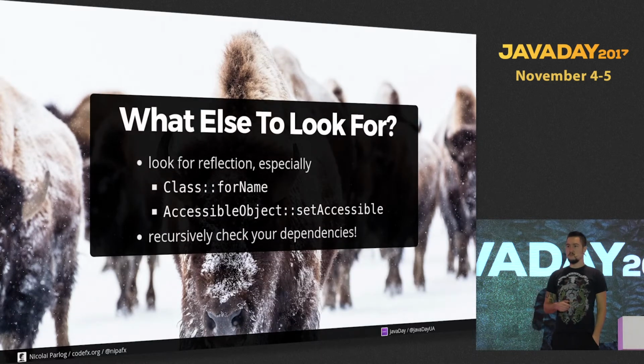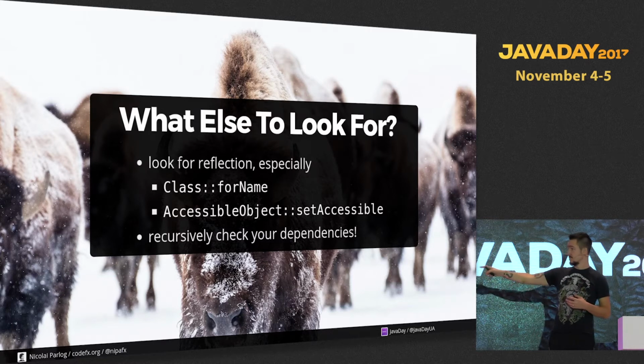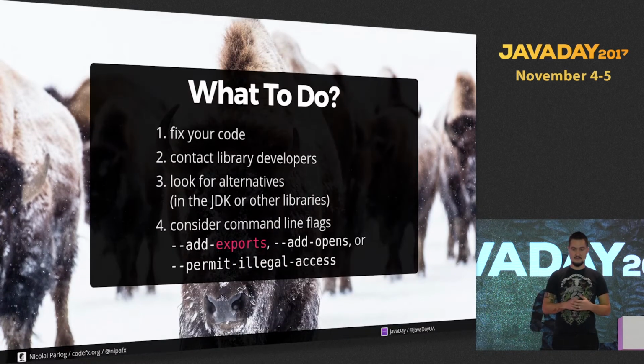So what else should you look for? JDeps only statically analyzes code. It will not find problems due to reflection. So look for code that uses something like Class.forName or setAccessible. These setAccessible calls will cause problems. This means you will also have to check your dependencies if you want to be thorough. Or you just run them in your integration test and you'll see whether something fails.